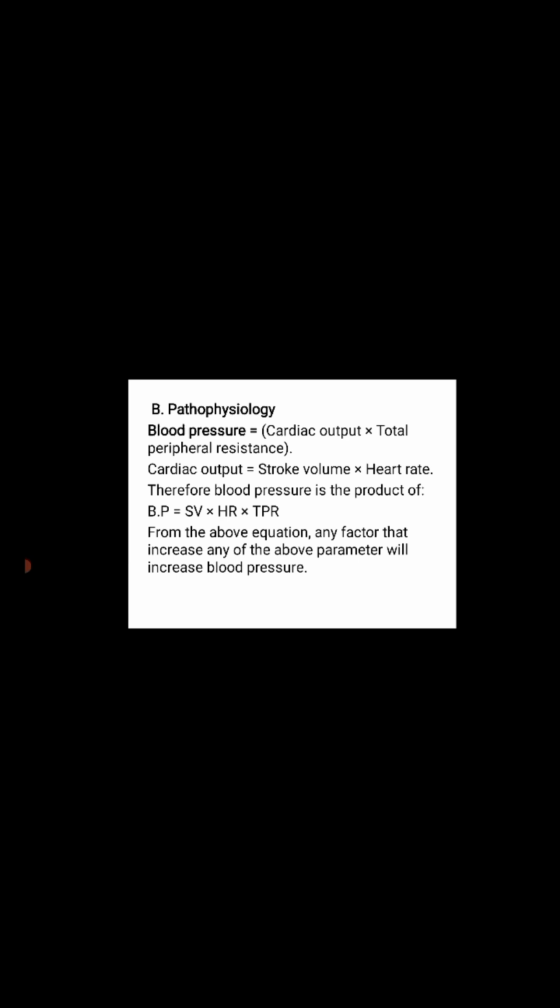Pathophysiology: blood pressure is a product of cardiac output times total peripheral resistance. Cardiac output is a product of stroke volume times heart rate. When you put the two equations together, blood pressure becomes stroke volume times heart rate times total peripheral resistance. From the equation above, any factor that increases any of the above parameters will increase your blood pressure.